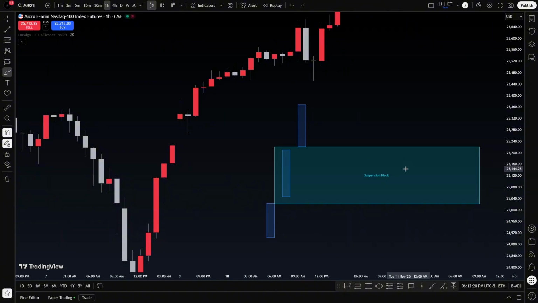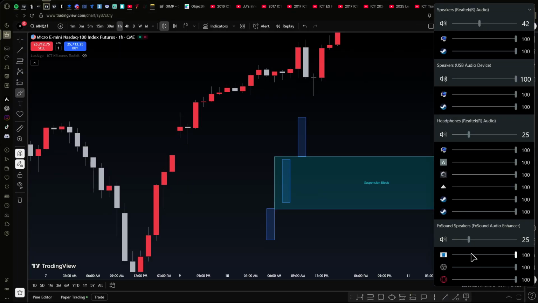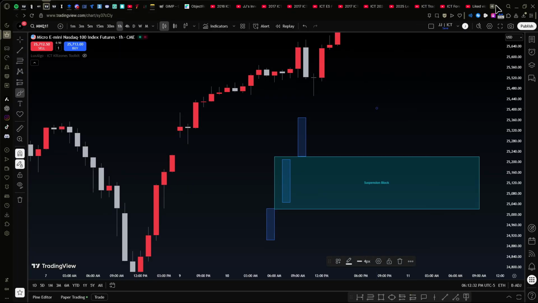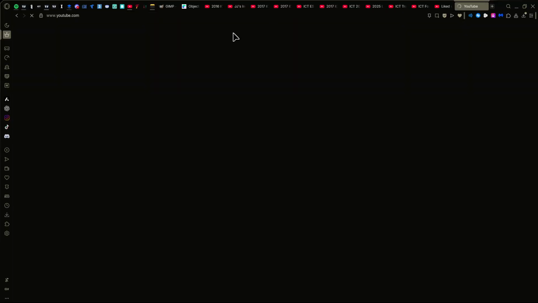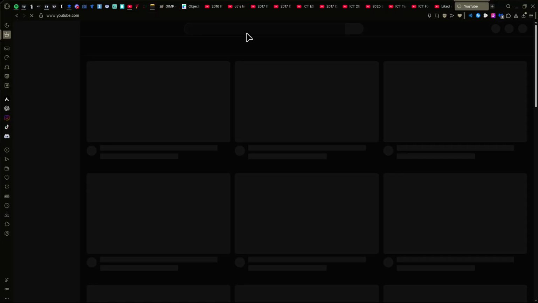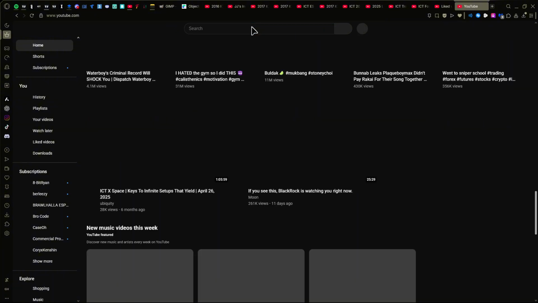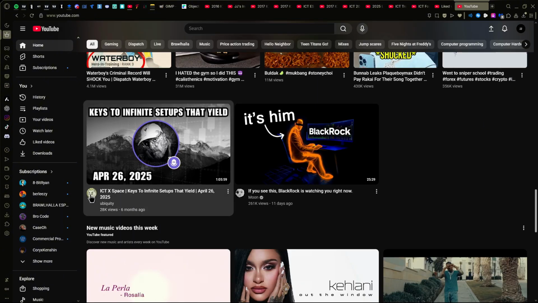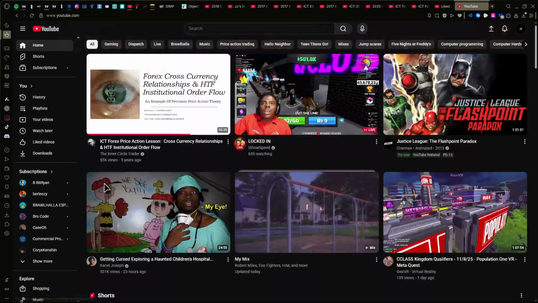Now, according to ICT, this is stronger than the mitigation block, according to him. Okay, because in the video, you can go watch it yourself. I think he brought it up here. Just real quick, I just want to show you the video that he brought it up in so you can go watch it for yourself. Oh, look at that. There he is. ICT right there. More ICT videos.